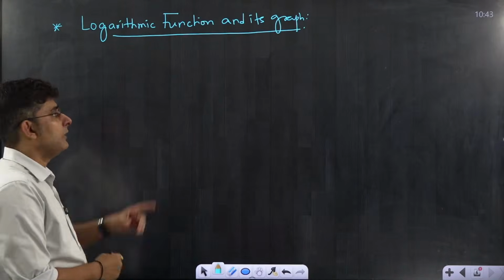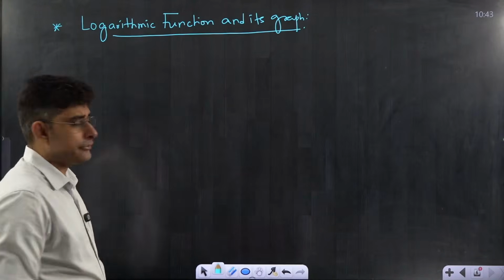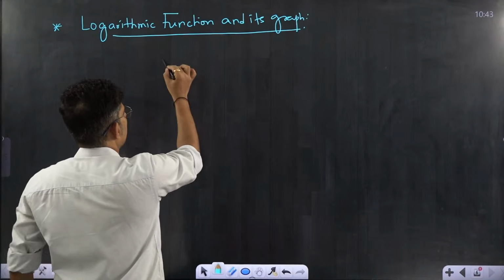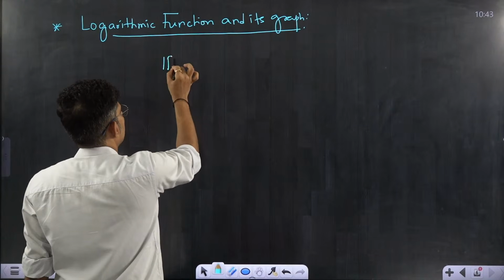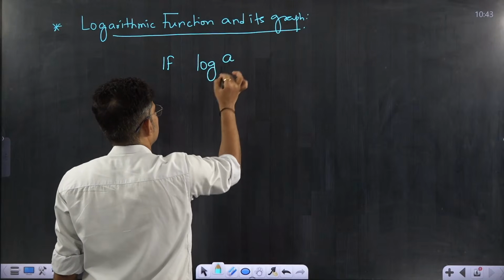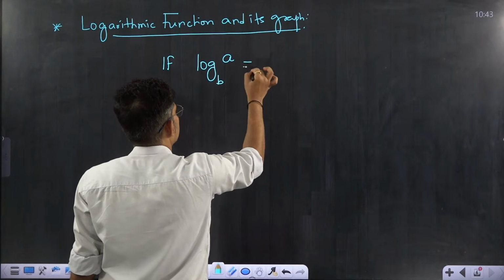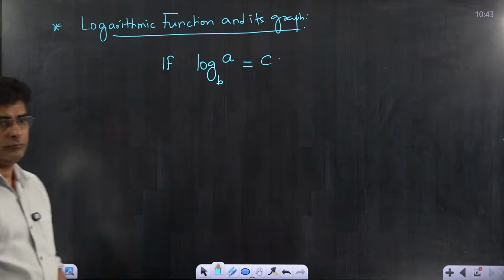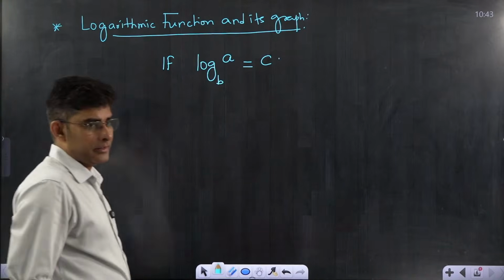Logarithmic function and its graph. When you are writing something like this, how do we read this first?